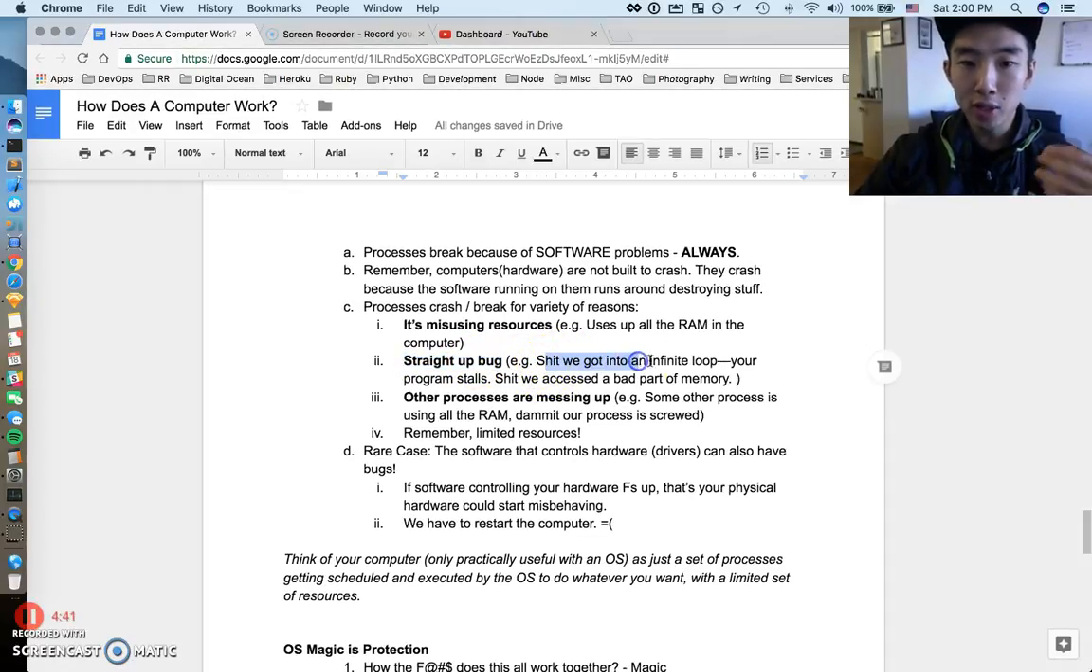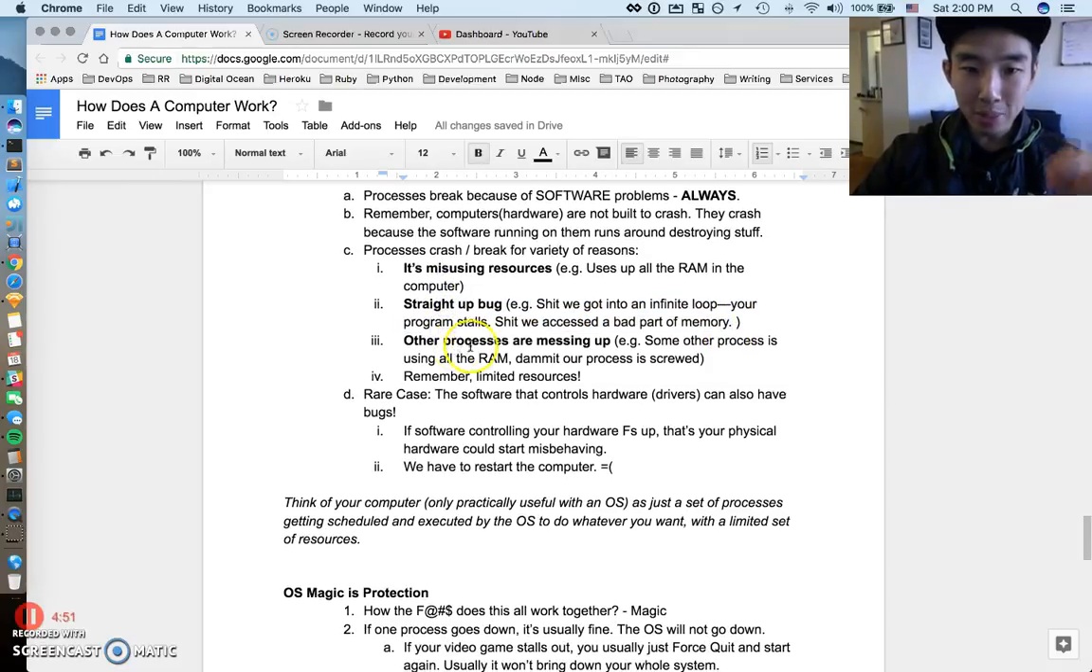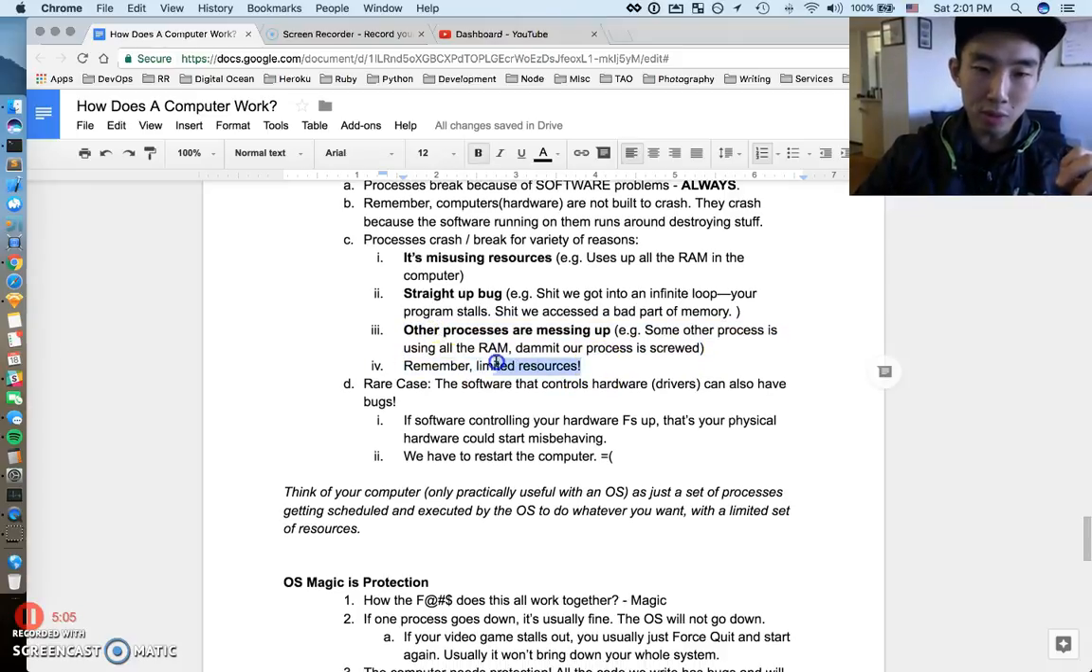You could have written an infinite loop and your program is stalling. We could have accessed a bad part of memory. It could just be a straight up software bug. And another thing, remember, there's limited resources, so other processes might be messing up. Some other process is using all the RAM and now our process is screwed, all right? And this happens sometimes too to cause breakage. Always remember there's limited resources in the computer, right? You only have so much RAM.